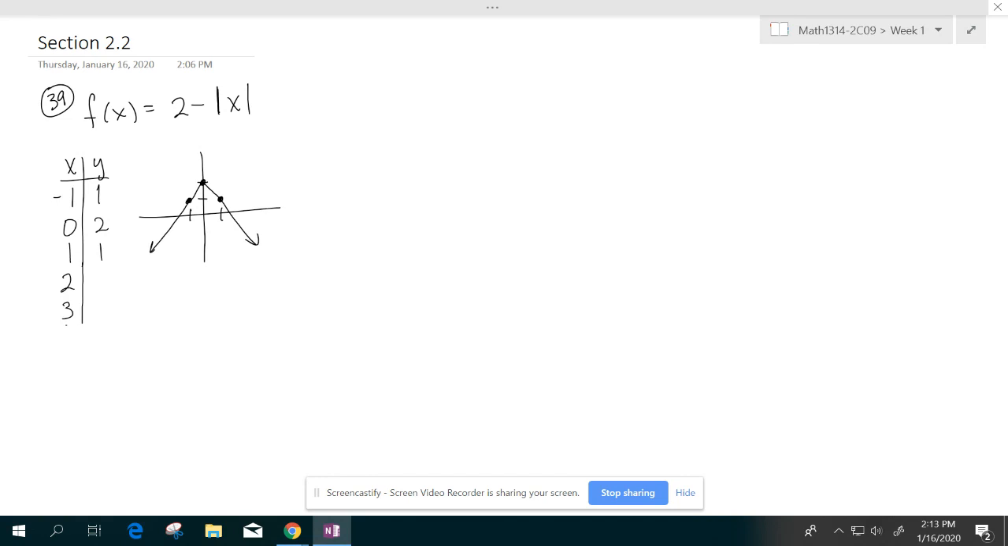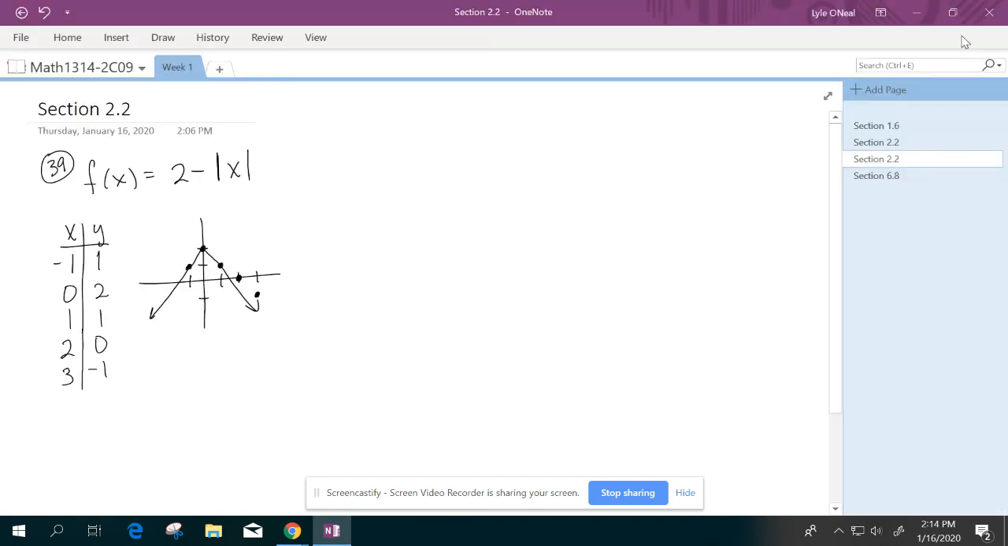Okay, so 2. What is the absolute value of 2? 2 minus 2? And that means if I go over to 2, I should be at 0. Well, that's not on my graph. I think that has to do with me not being able to draw very well, though. And let's do 3. What is the absolute value of 3? 2 minus 3. So if I go over to 3, I should be at -1. And I can see I need to adjust this a little bit.